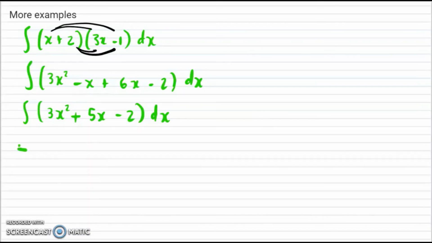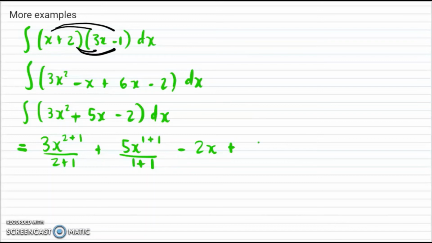Drop the integral sign or symbol. We have 3 and then x raised to 2 plus 1 over 2 plus 1 plus 5x raised to 1 plus 1. Remember, there is an implied 1 there. Over 1 plus 1. And for the constant 2, we have minus 2x, like that. And of course, the plus c. Let us not forget that.